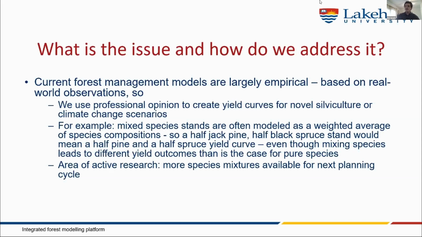An example of this might be mixed species stands. They're often modeled or predicted as basically a weighted average of species compositions. So if you have a half jack pine, half black spruce stand, when you get to your yield table, you would predict that as a half pine yield and a half spruce yield, even though we know that species interact with one another, and often the sum of the whole is greater than its parts.